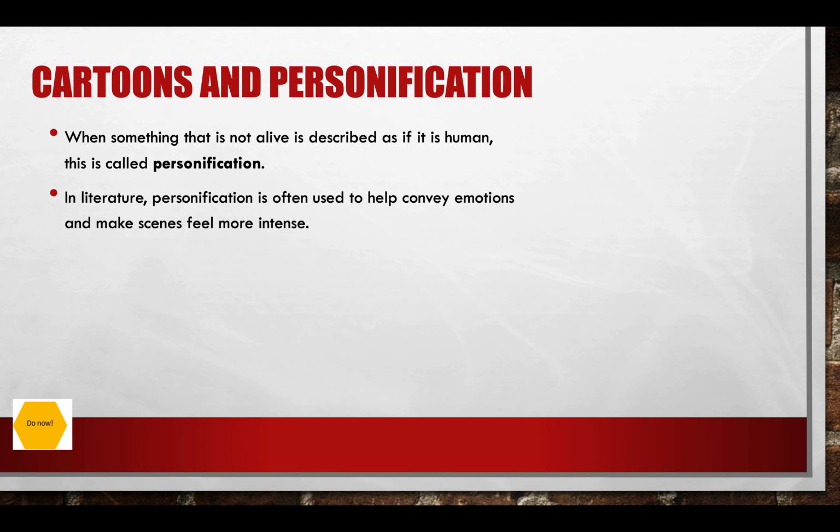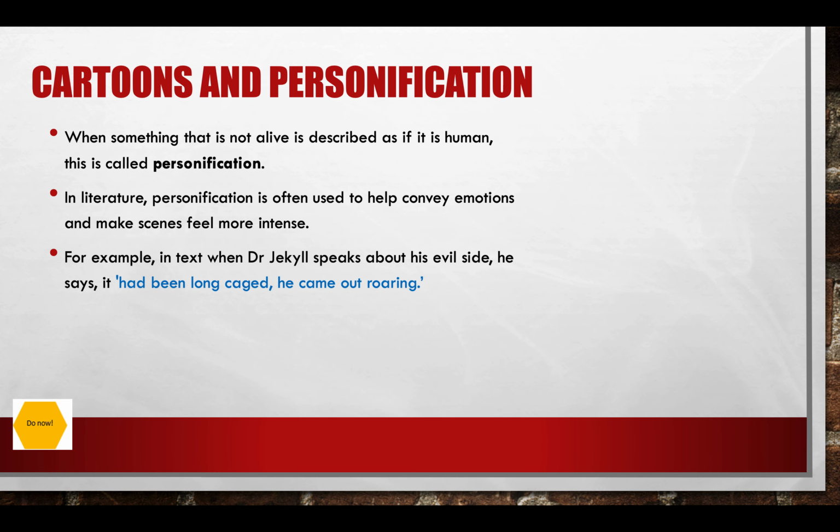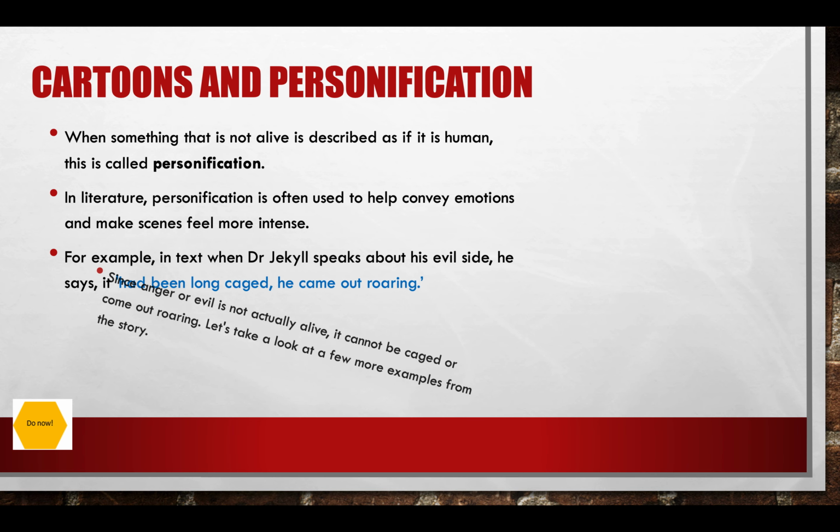In literature, personification is often used to help convey emotions and make scenes feel more intense. For example, in the text, when Dr. Jekyll speaks about his evil side, he says, "Had been long caged, he came out roaring." Since anger or evil is not actually alive, it cannot be caged or come out roaring. So let's take a look at a few more examples from the story.